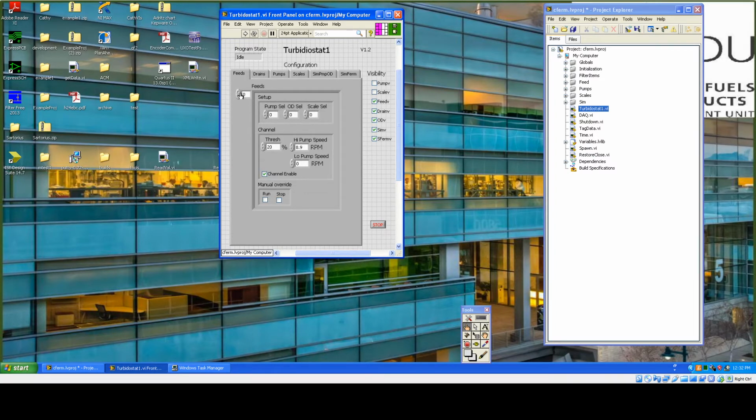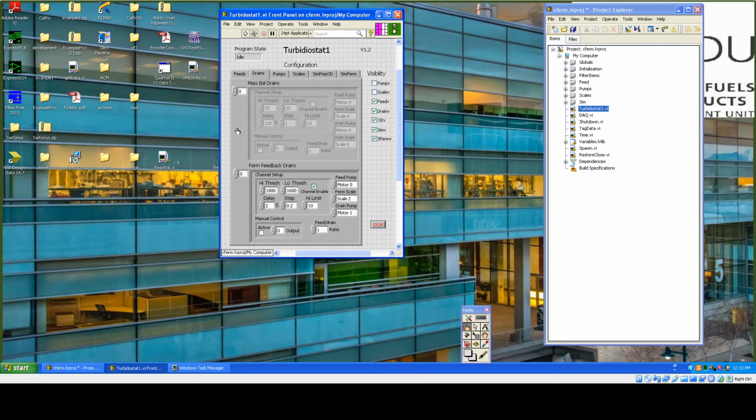In this case, we have one feed set up, and we've selected pump 0 for the feed pump, OD sensor 0, and scale 0. So the feed is going to operate using pump 0, scale 0, and OD sensor 0. We've also set up a threshold of 20%, where if the OD exceeds 20%, our pump will come on at 8.9 RPM. When it is not in excess of 20%, it will pump at 0.